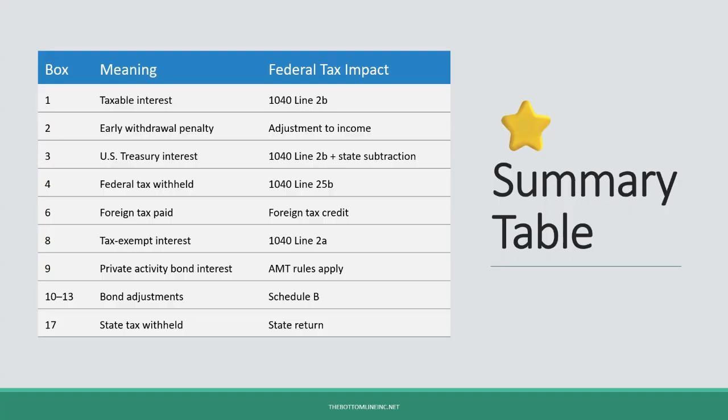We're still going to report this on line 2A on that 1040. They still want to know, and that tax exempt interest still gets included in our AGI when we're figuring other credits. For private activity bond interest, alternative minimum tax rules apply, and then the adjustments will go on our Schedule B. And if they have withheld any state taxes from the interest income, that'll go on our state return.